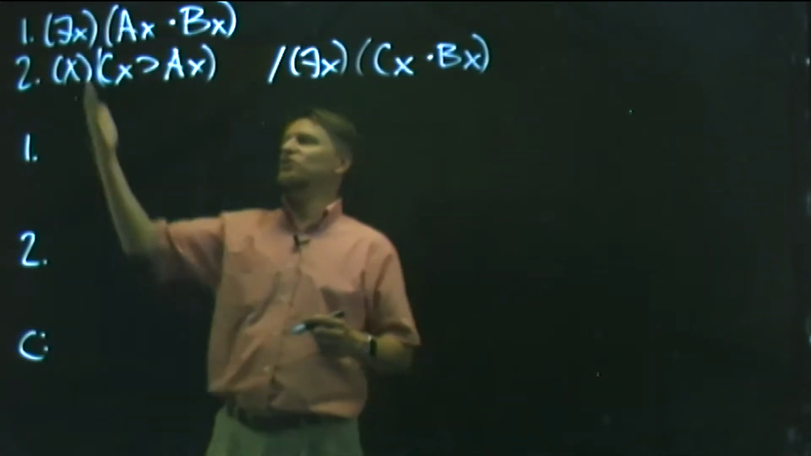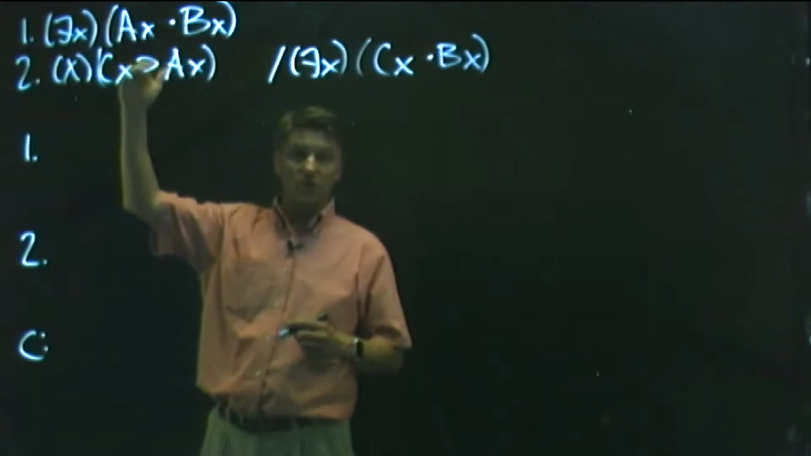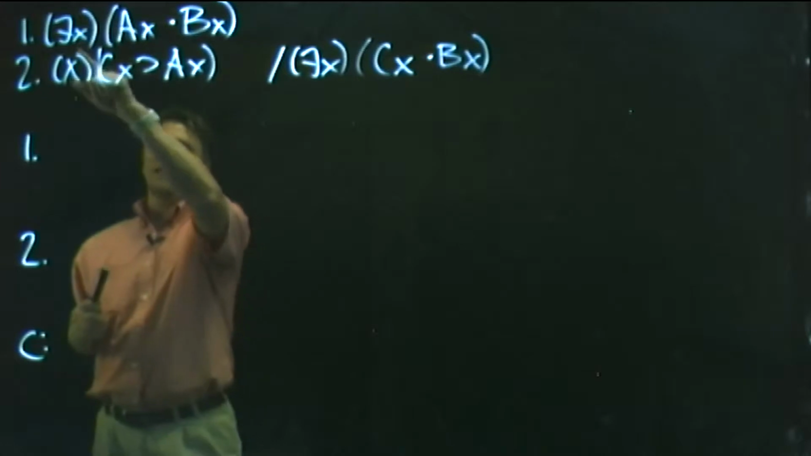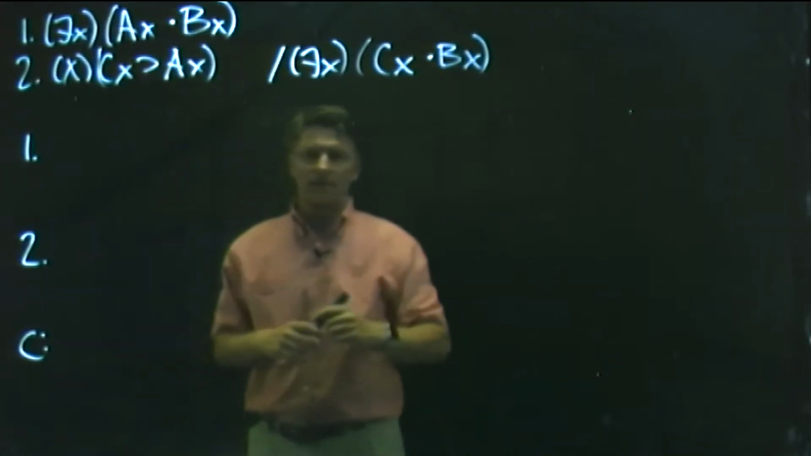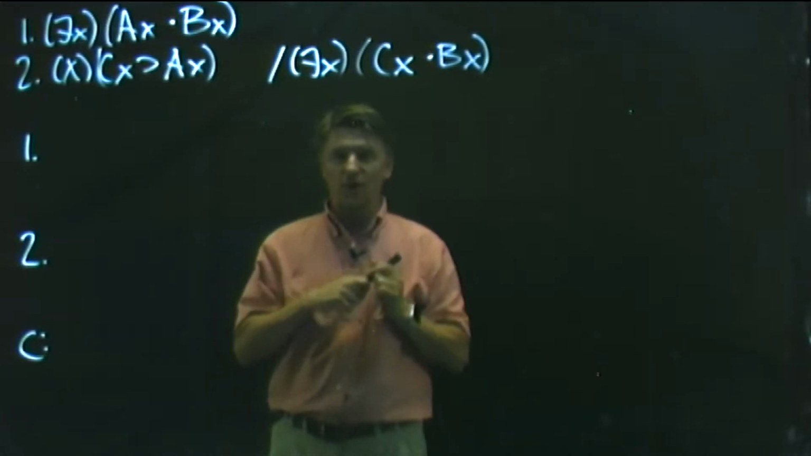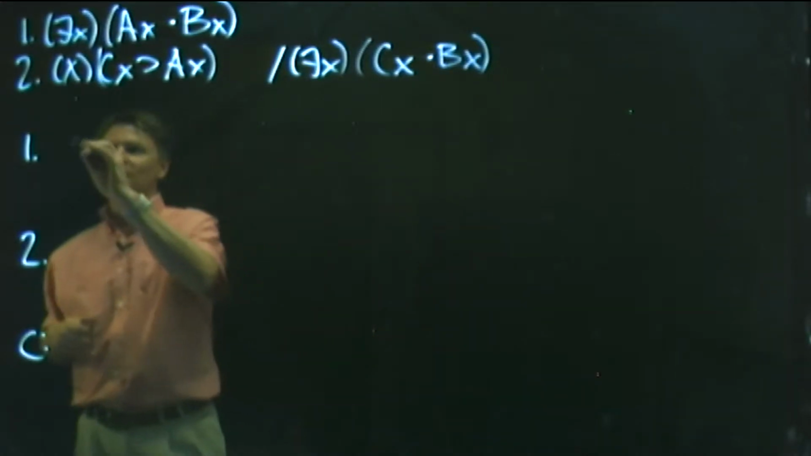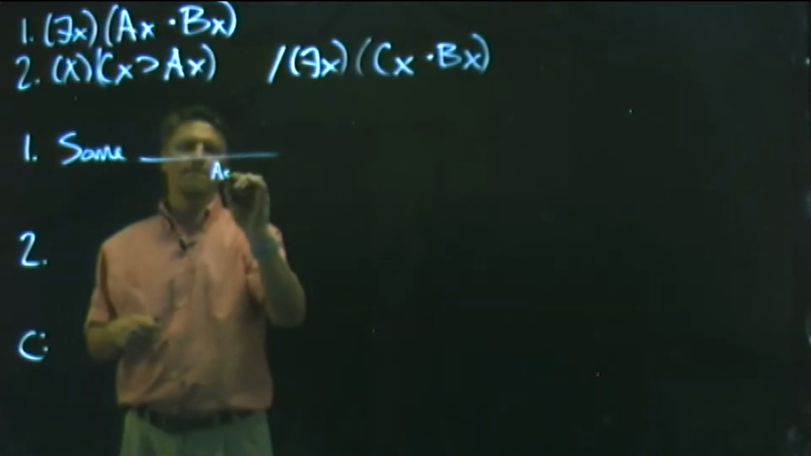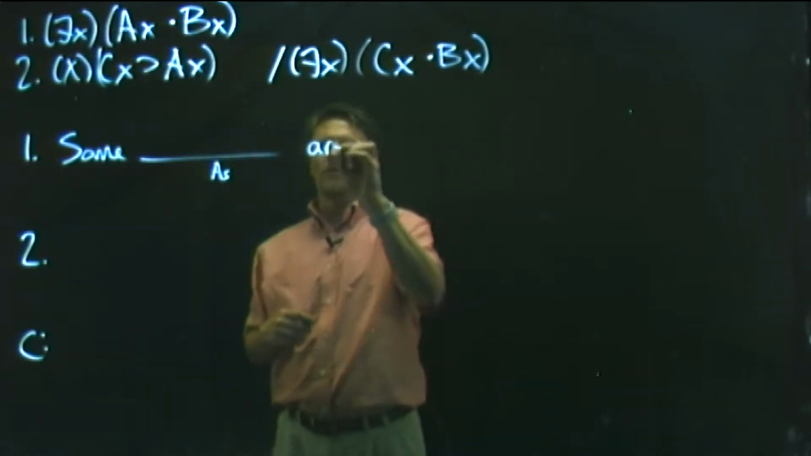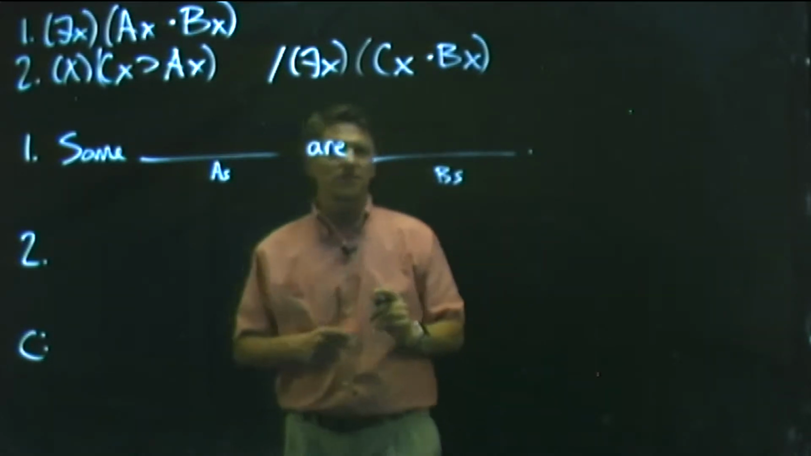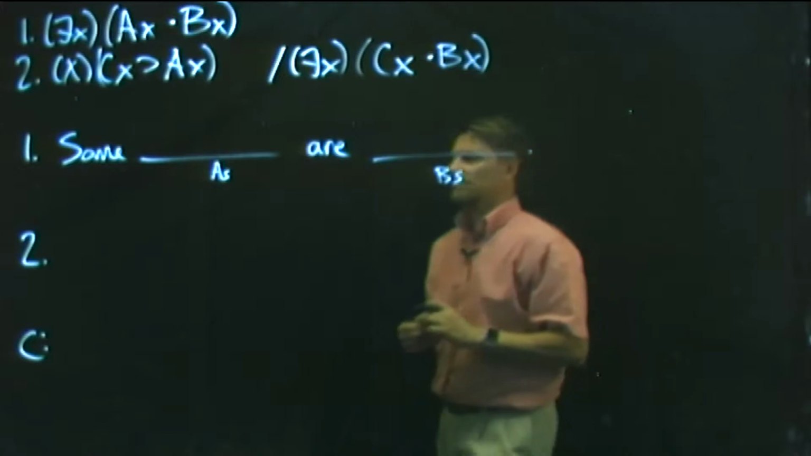So the first step is just to look at these symbols and understand what they mean, and then write them out in English sentences here. So there exists an x, ax dot bx means, in the easiest way to think about this, go back to 7.1 to review this, but the easiest way to think about it is some. Some a's are b's.